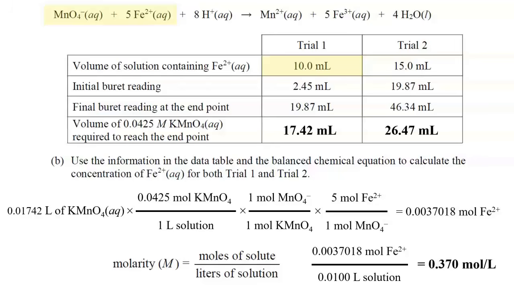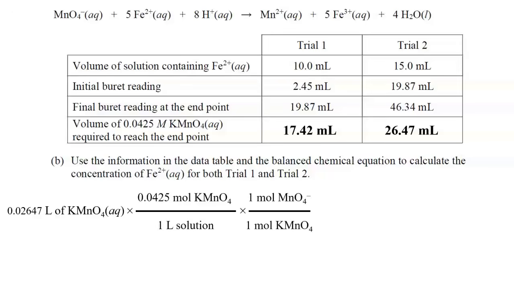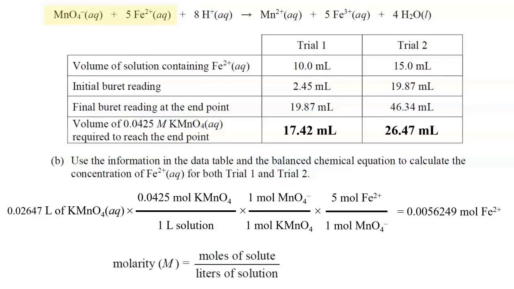So it's very similar. We start with the volume of the titrant, and I converted that from milliliters to liters by dividing by 1,000. I used the molarity as a conversion factor to go from liters of solution to moles of potassium permanganate. There's 1 mole of the permanganate ion for every 1 mole of potassium permanganate. There's that 5:1 ratio from the coefficients, so 5 moles of iron 2+ for every 1 mole of permanganate. If I run those calculations and do that math, I get the number of moles of iron 2+ that was consumed in trial 2. Molarity is moles over liters.